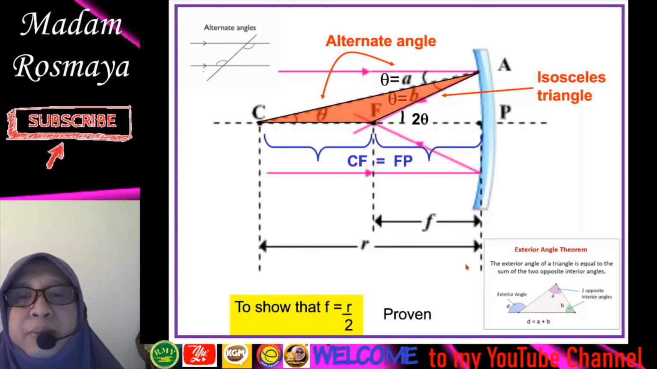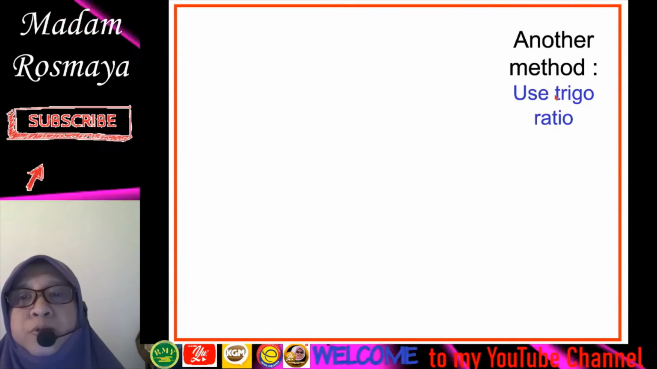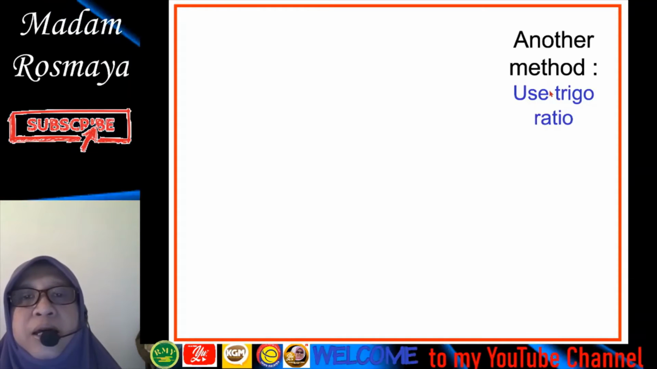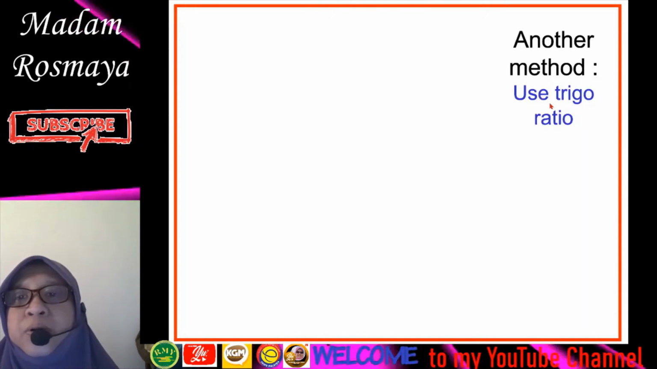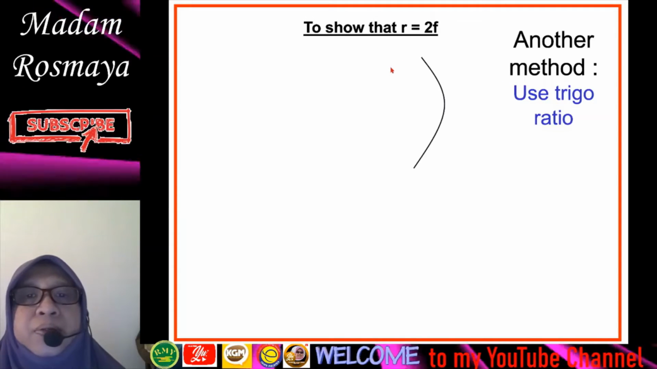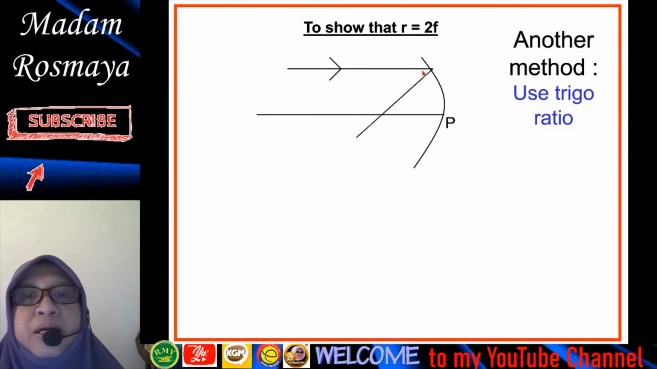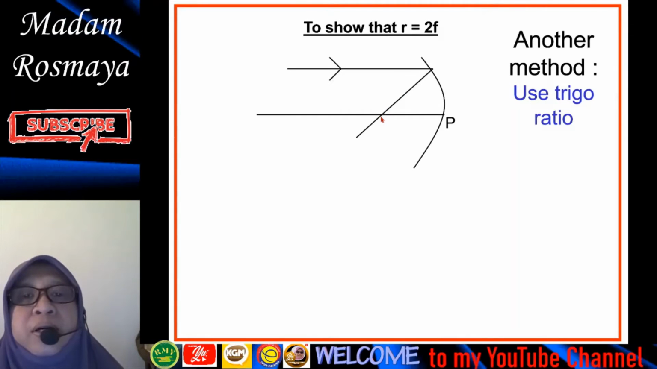Okay, this is one method. There is another method to prove the relationship between f and R. We use the trigonometric ratio. So this is the curved mirror, with the principal axis and point P. The parallel ray is reflected, and the reflected ray will point towards the focal point.